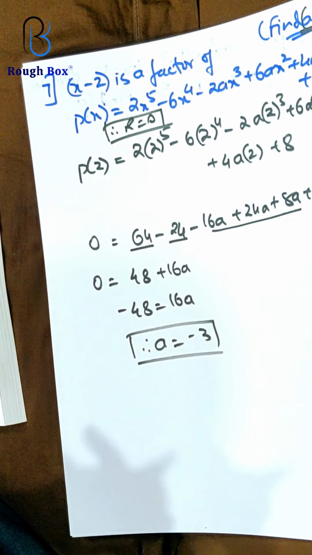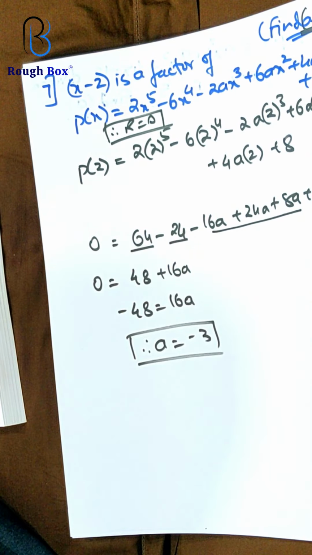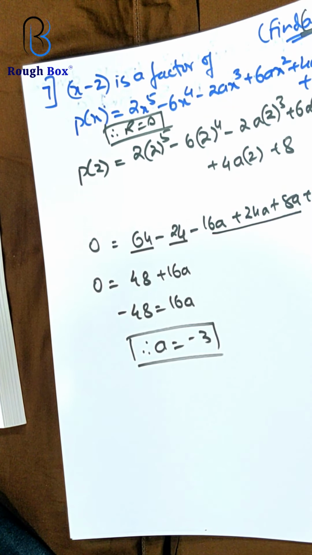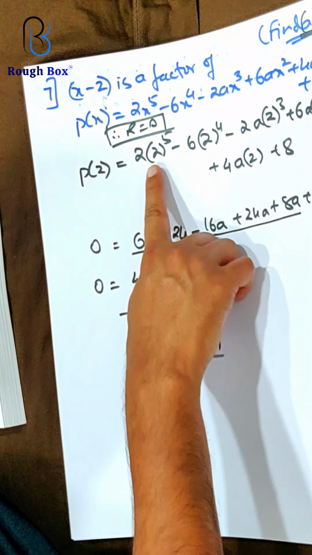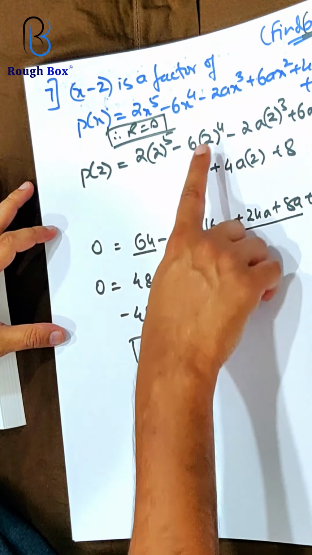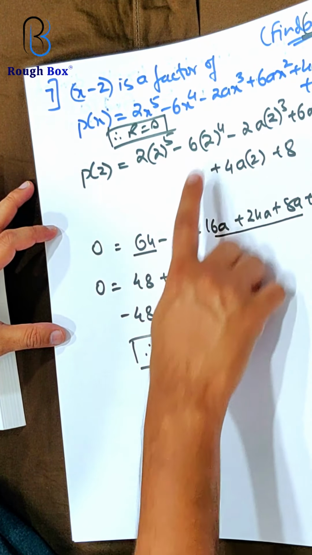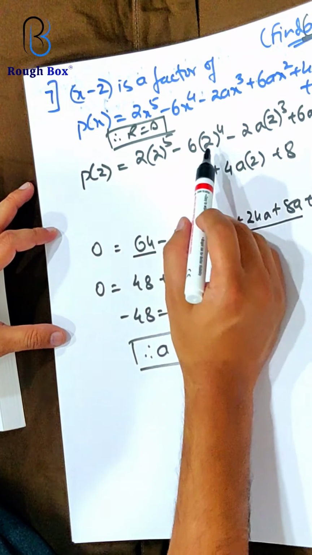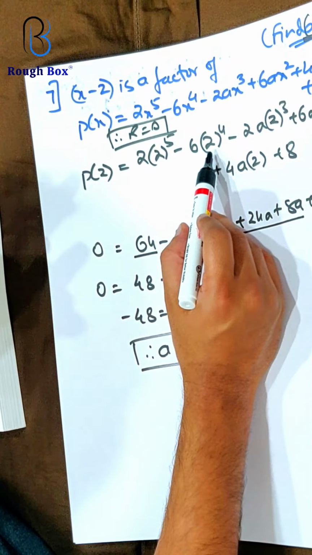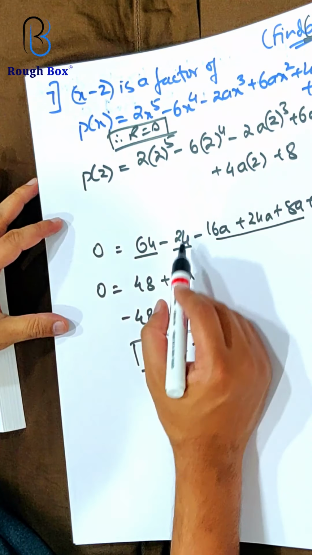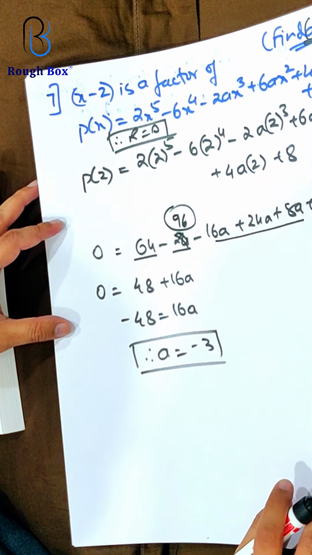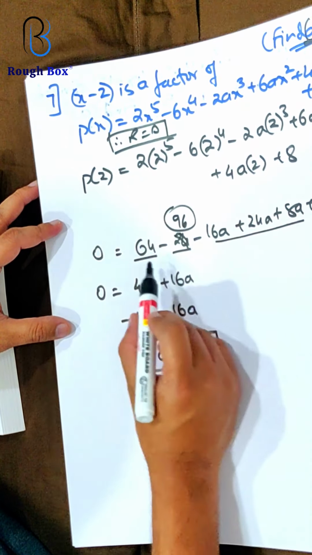Let's see where I've gone wrong. They say x minus 2 is a factor of 2x^5, 6x^4, 2ax cube, 6ax square, 4ax and plus 8. So I substituted 2. So 2 to the 4, 2 to the 8, 2 to the 16, 2 to the 32, 2 to the 64. Perfect. 2 raised to 4. Here I have messed up, right? Because 2 raised to 4, I just did 6 fours are 24. I am wrong here. 2 to the 4 is 16, 16 sixes are 96. So that's my error.